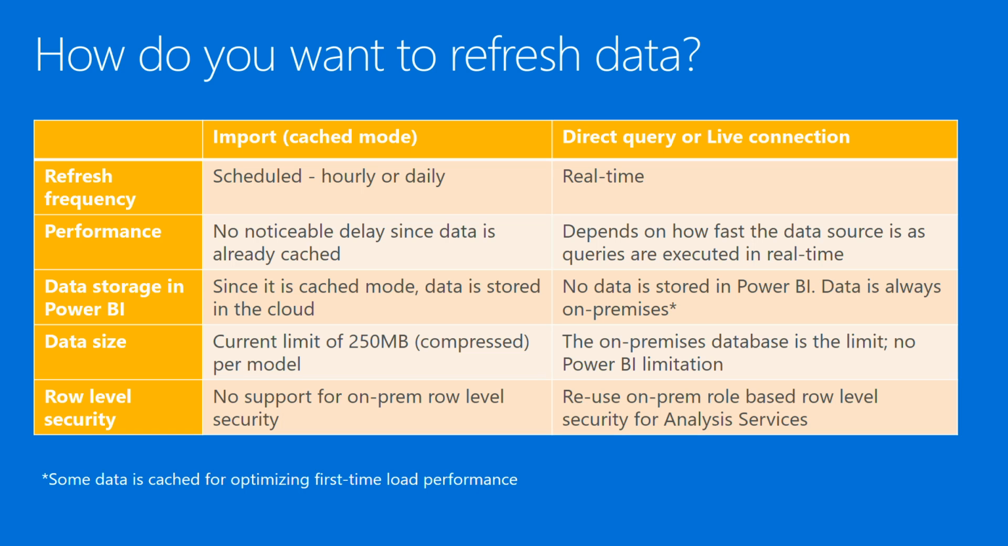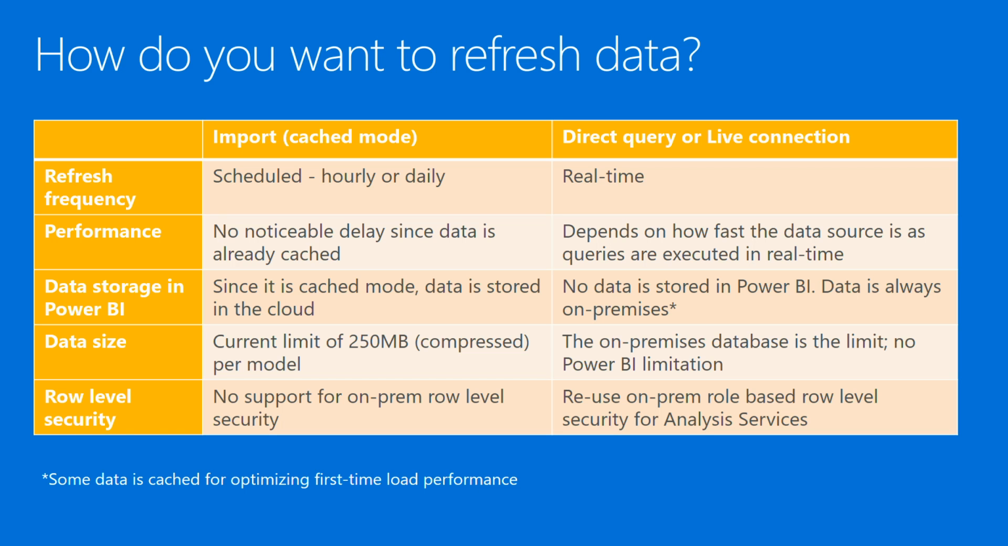The second thing is performance. There's no noticeable delay as the data is imported into Power BI and is refreshed right from there. So there will be no regression at all. The data storage, as I mentioned, it's cached mode, so it's stored in the cloud. So you'll have to be okay with moving your data into the cloud, knowing that the performance would be as high as it could be. And the data size, the current limitation we have is 250 megabytes compressed per model.